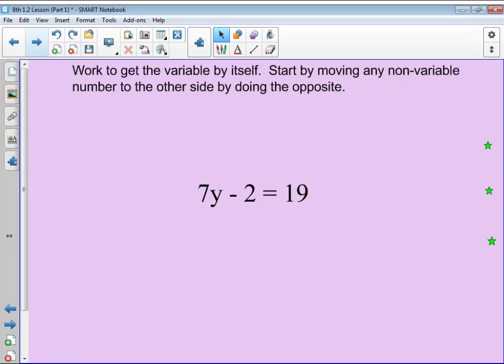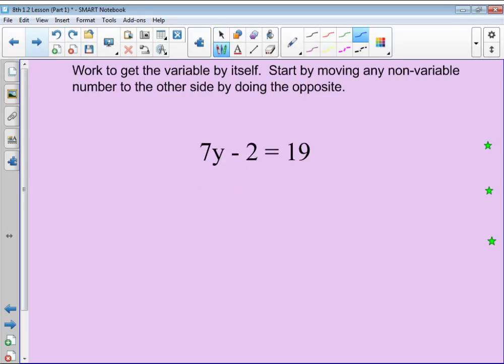So our whole objective is to work to get this y isolated, or by itself, on one side of the equal sign. The first thing we're going to do is start moving any non-variable number to the other side by doing the opposite. So when I look at this, I have my equal sign right here. My whole objective is to get y all by itself on this side of the equation. So I'm going to work by getting rid of anything that's not attached to the y.